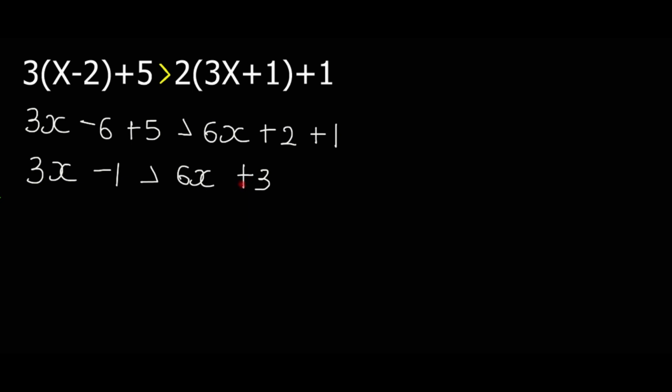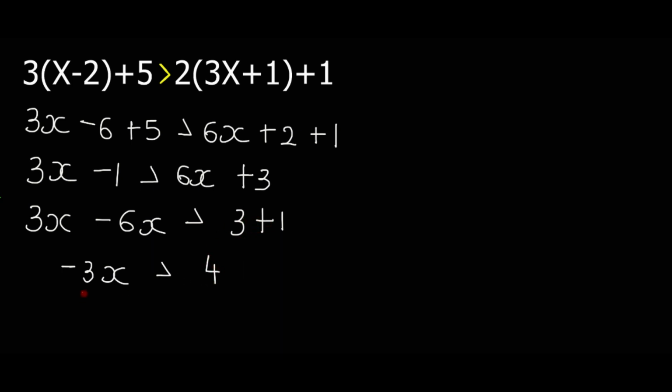And then from here, we're going to group x and x together, and then group a number and a number together. So we can move 6x to the other side, or we can move this one to the other side. So it's all up to you. So we move 6x to this side. We get 3x minus 6x is greater than 3, and then we move negative 1 to the other side, it becomes positive. And then 3 minus 6 gives minus 3x. And then 3 plus 1 is 4. And then from here, we divide both sides by negative 3.